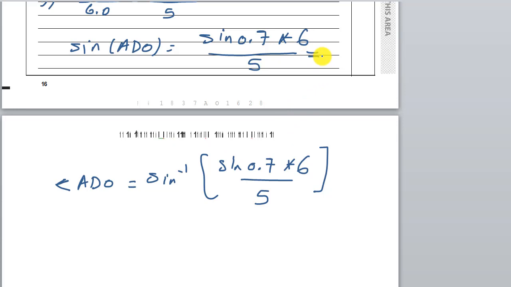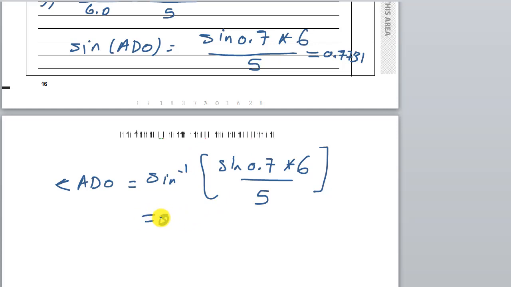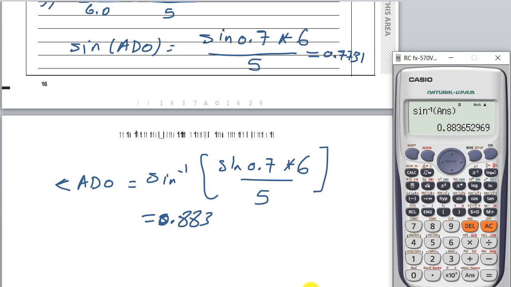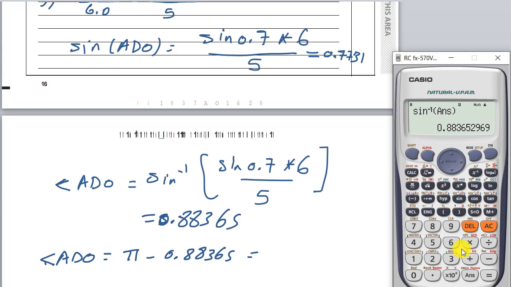So here this answer is 0.77773, and the angle itself is equal to shift sine minus 1 of the answer. So here this angle is 0.88365. He said that this angle is an obtuse angle, so the angle ADO is equal to pi minus 0.88365. So it is equal to shift pi minus answer, which equals 2.258.